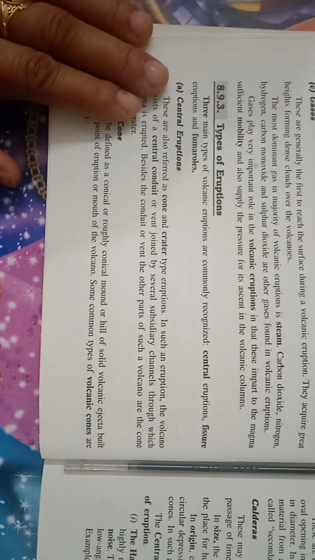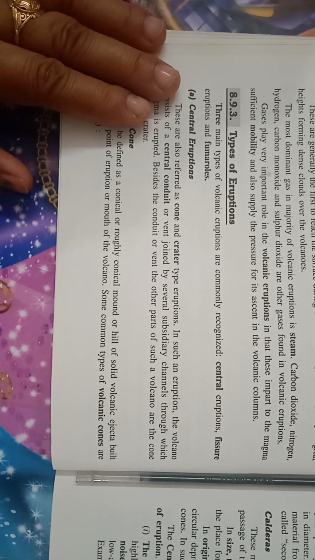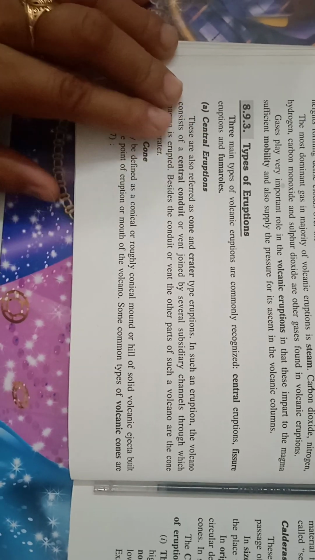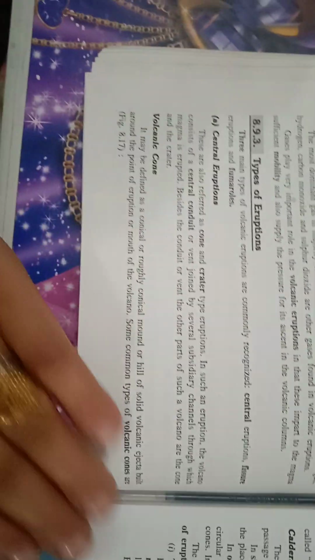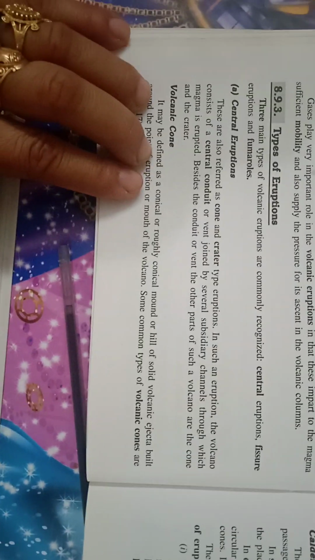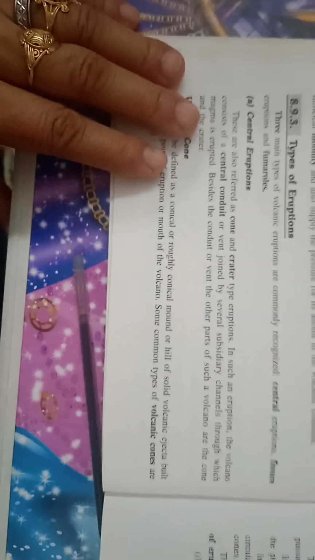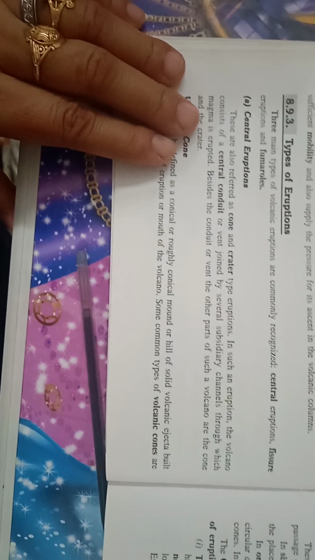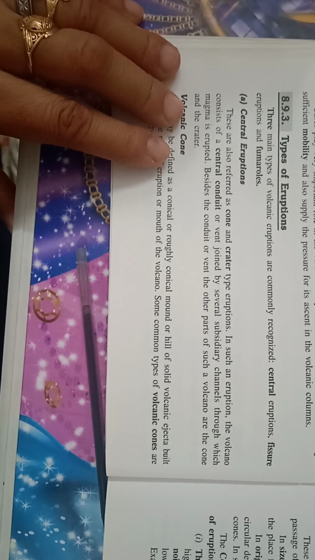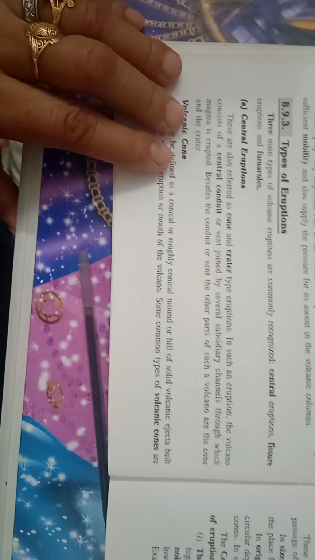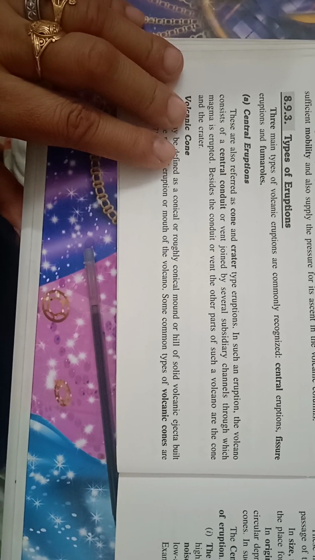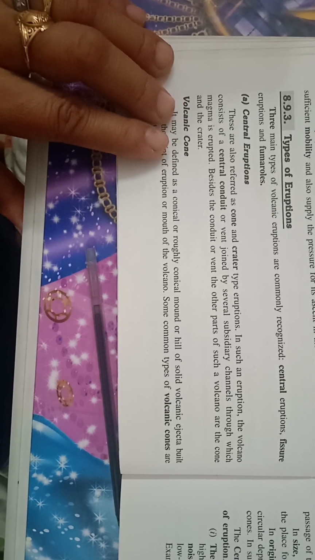Three main types of volcanic eruptions are commonly recognized: central eruption, fissure eruptions, and fumaroles. Central eruptions are also referred to as the cone and crater type eruptions. In such eruptions, the volcano consists of a central conduit or vent joined by several subsidiary channels through which magma is erupted. Besides the conduit or vent, the other parts of such volcanoes are the cones and the crater.